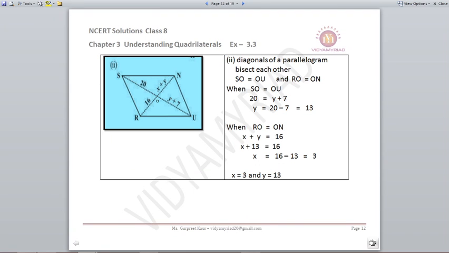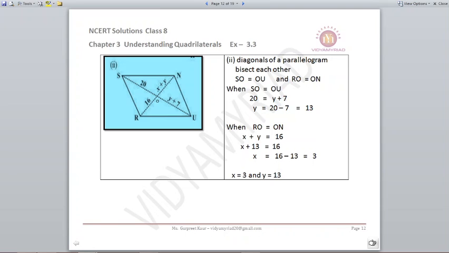Same way, if you look at this figure, we know there are two diagonals over here and their measurements are given in the form of x and y. We need to find out their values. According to the properties of the parallelogram, we already know that diagonals of a parallelogram bisect each other, which means SO will be equal to OU and RO will be equal to ON.